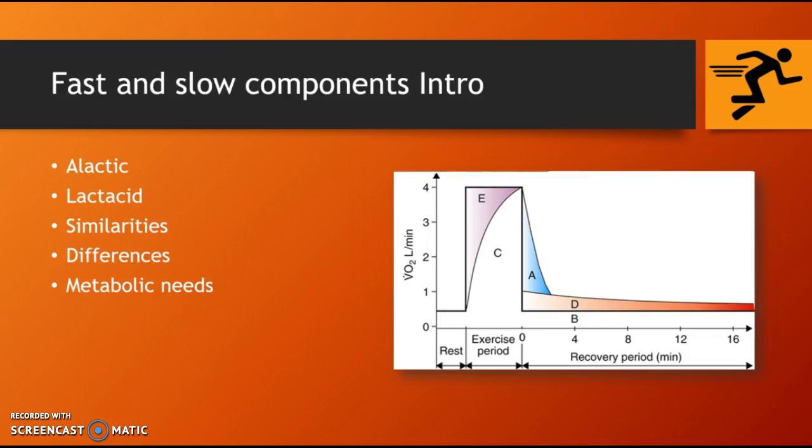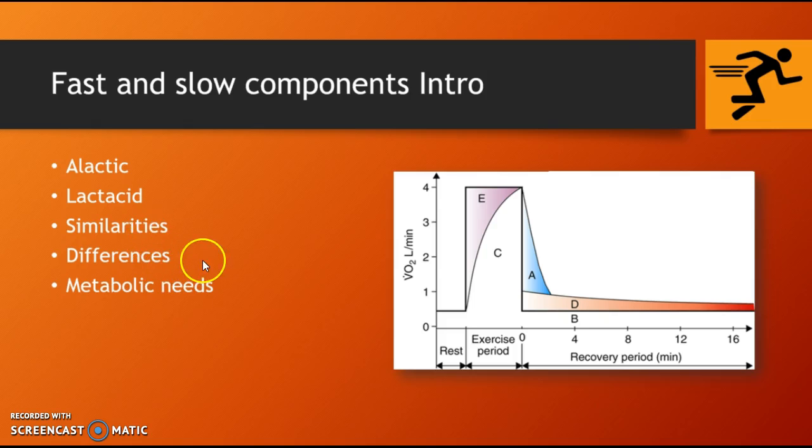Now moving on to fast and slow components. This is where we start talking more about the alactic and lactacid components. Here at A, this is our fast replenishment. As you can see, it's a really fast drop. D is then our slow replenishment, so this is the slow stage, dropping back down to resting levels. So A is the rapid decrease, and D is the steady decrease.